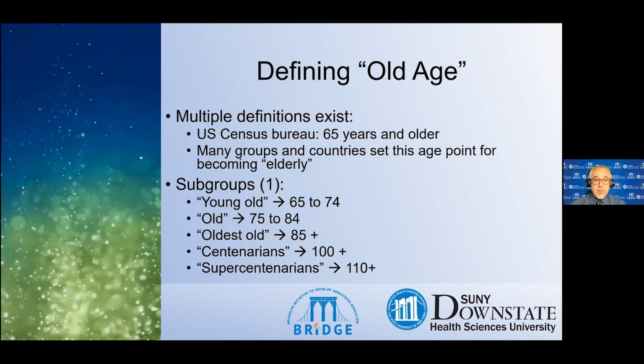In our clinic, in our service here at Downstate, you might find that we would accept younger people with multiple medical comorbidities, multi-complexity, and cognitive problems that perhaps has advanced their biologic age past their chronologic age. And we take those cases on a person-by-person basis. Within older age, there are subgroups that have been defined, ranging from the young old, which is 65 to 74, to old, 75 to 84, the oldest old, and then centenarians and supercentenarians.